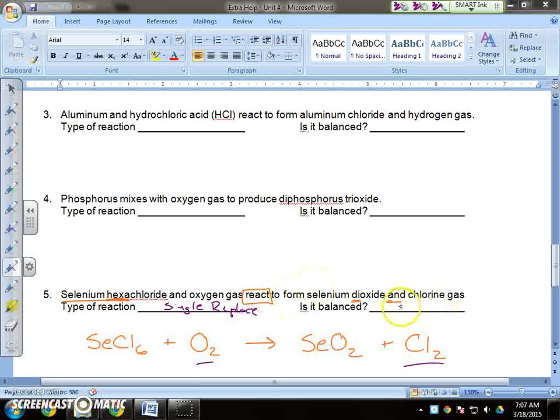Is it balanced? Of course not. I've got the equal number of oxygens, but my chlorines, I've only got 2 chlorines here. I've got 6 chlorines here. So if I were, by some magical act of God, to go through and balance this thing, I believe a nice little 3 here turns my chlorines into 6 and 6, selenium's 1 and 1, oxygen's 2 and 2, so that nice little 3 balances this whole thing.